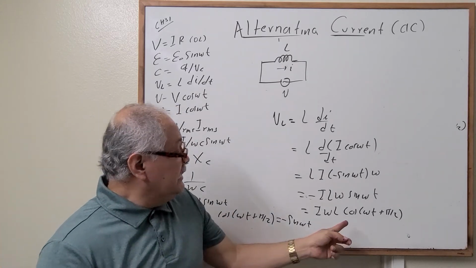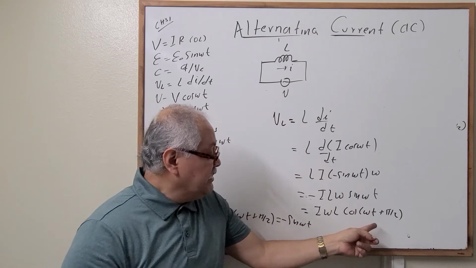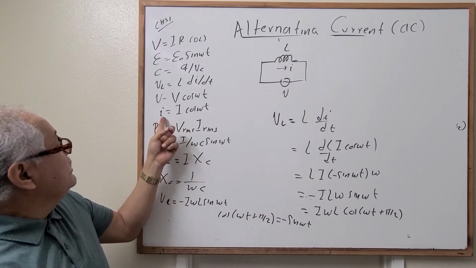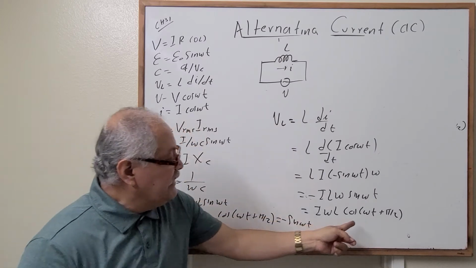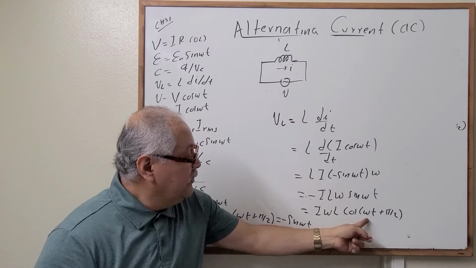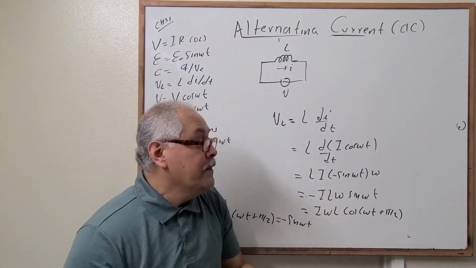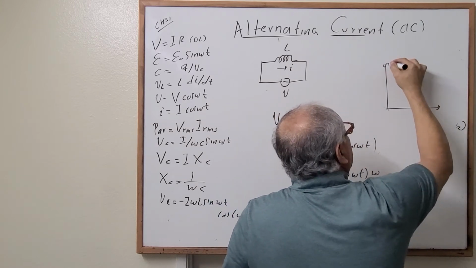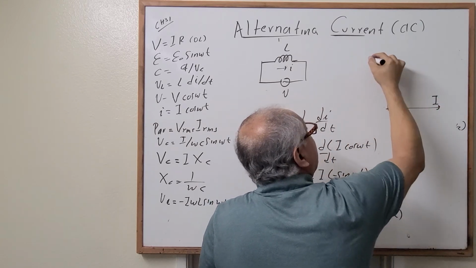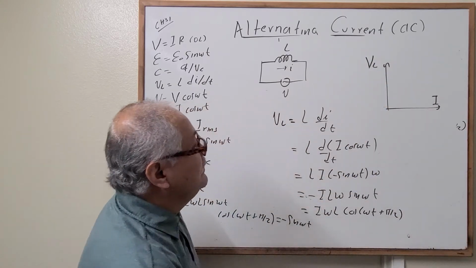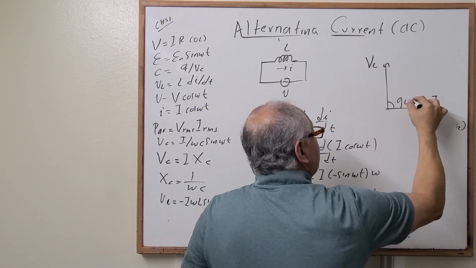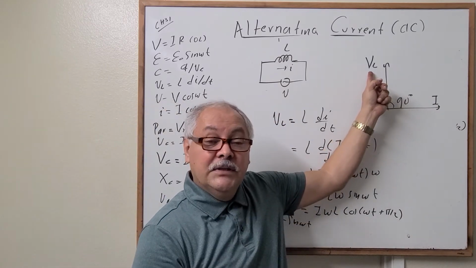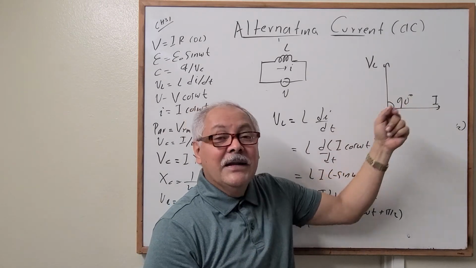When we compare this voltage across the inductor to the current through the inductor, we can see that these two are out of phase. And what is the difference? Pi divided by 2. What should the phasor diagram be? It's going to be the current, and this is going to be the voltage across the inductor. The difference is 90 degrees. In this case, the voltage across the inductor leads the current by 90 degrees.